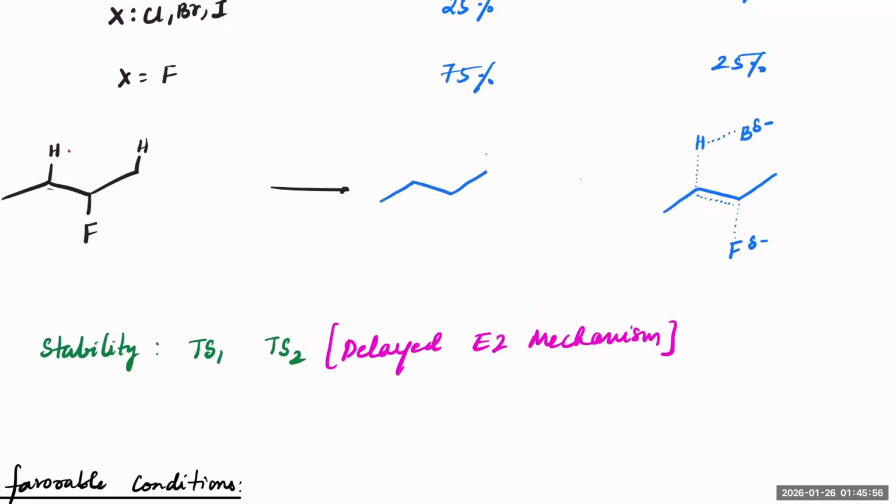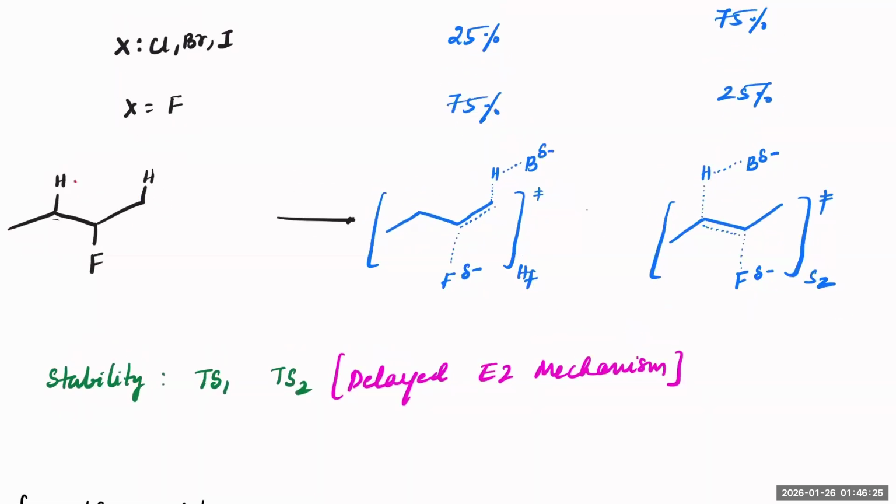On the Hoffman side, this hydrogen is breaking. The base is expected to take that. That will initiate the double bond formation, and fluorine has to relieve itself. This is the transition state. So this is the transition state for Hoffman. This is the transition state for Saytzeff. Hoffman transition state, Saytzeff transition state.